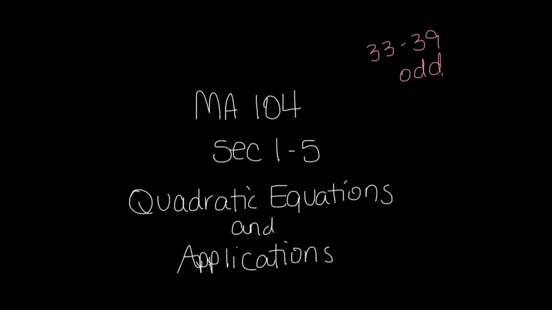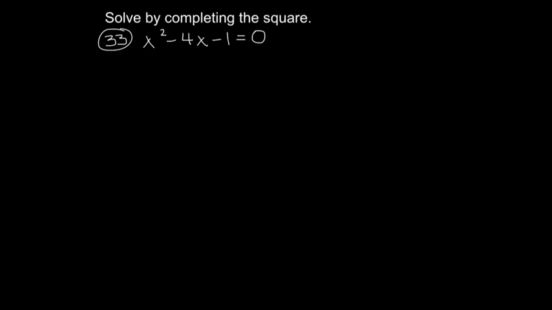In this section of 1-5 quadratic equations, we're going to be looking at the problems where you're asked to solve by completing the square. To solve a quadratic equation by completing the square, we have to make sure that two things happen. First, we have to make sure that the quadratic coefficient is 1. In other words, that the x squared only has a 1 as its coefficient. And in this case it does, so we don't have to do anything to adjust that.